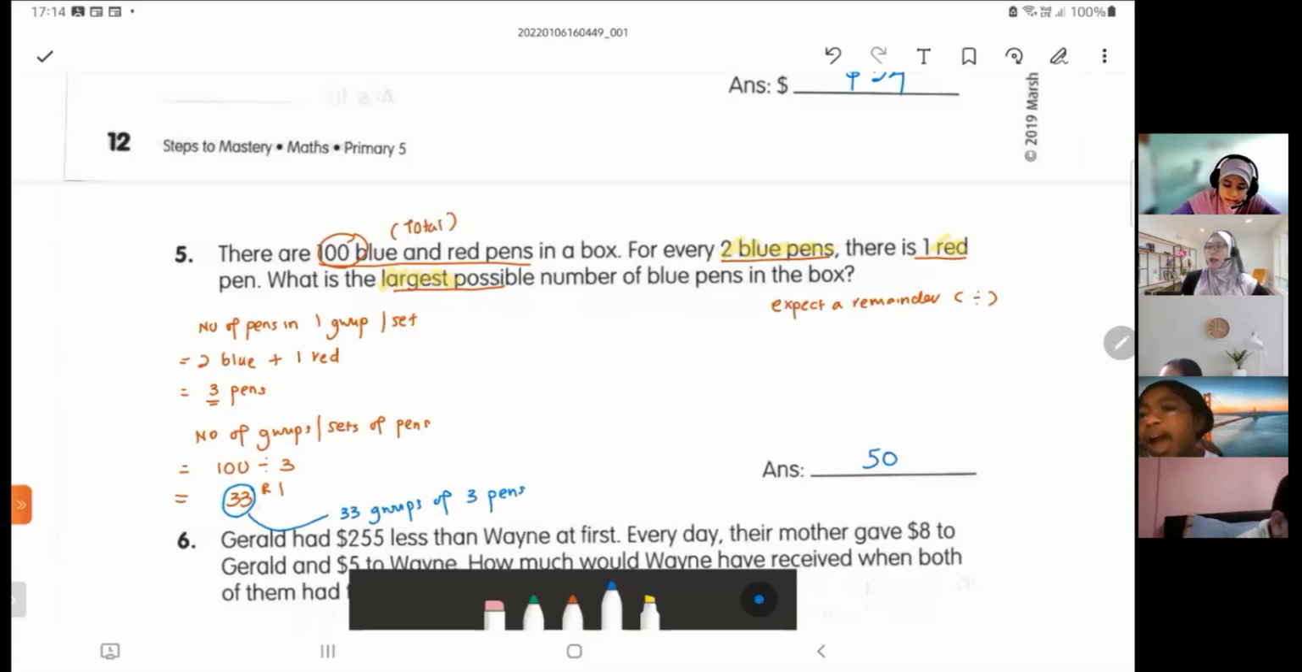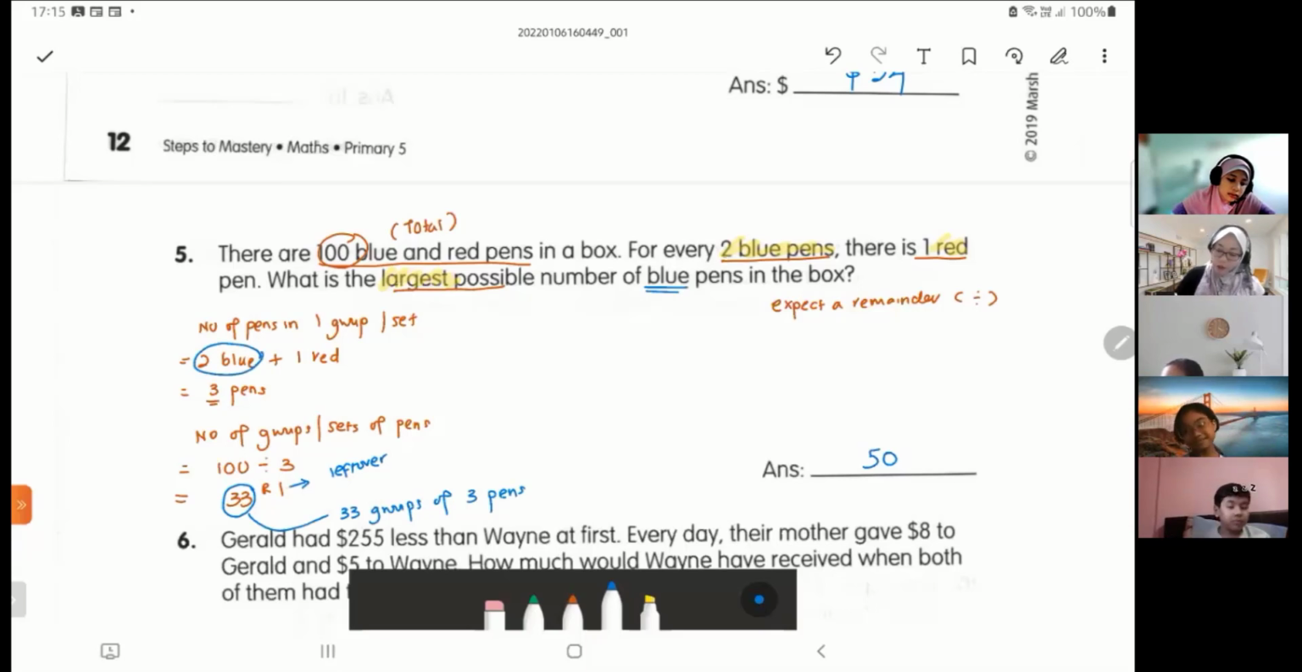And what is this 1? 1 is the leftover of the pen. This is leftover pen. Okay. So now I want to know what is the largest possible number of blue pens in the box. So blue pens, how many blue pens are there in the box?